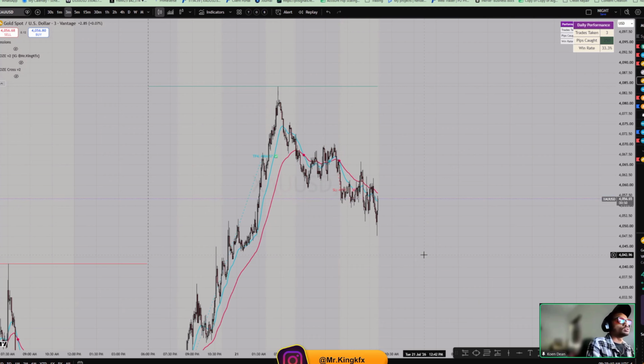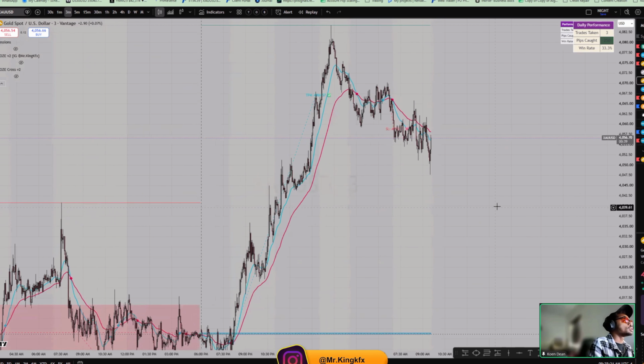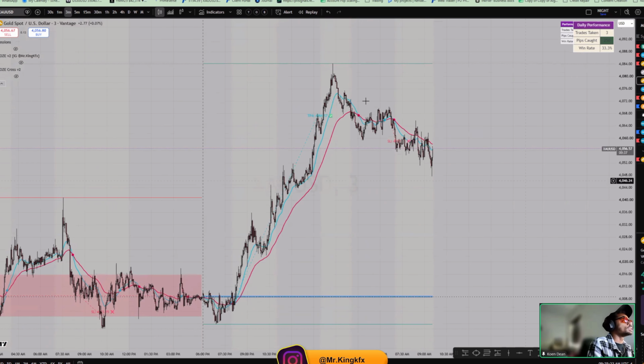Because if you enter and you don't know where to exit, then you're probably going to lose money, right? That's just a simple fact. You have to know where you want to exit the market. So Cozy Cross helps with that, because it's going to give you the EMAs, and you're going to be able to see, okay, if we are above our EMAs, then we're good to keep holding our trade if we are in a buy.